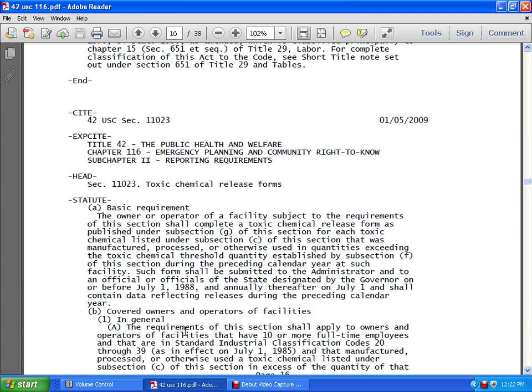Such form shall be submitted to the administrator and officials of the state designated by the governor on or before July 1, 1988, and annually after July 1st, and shall reflect releases during the preceding calendar year. Covered owners and operators of facilities.